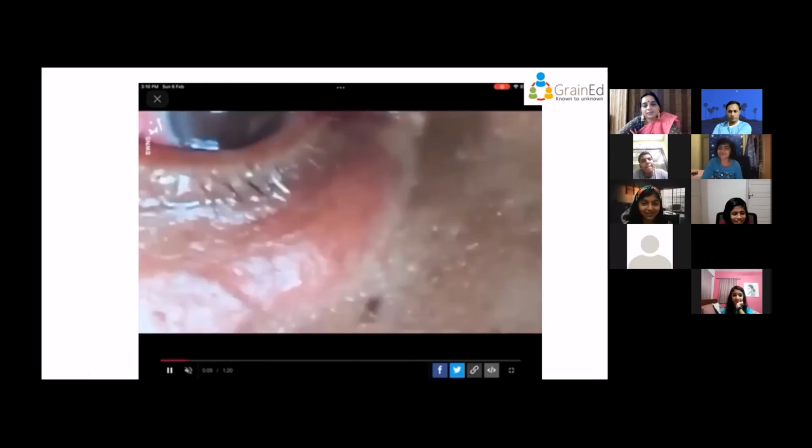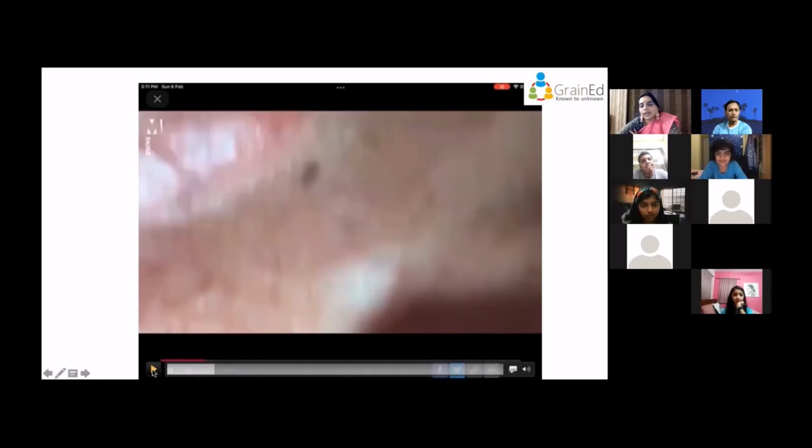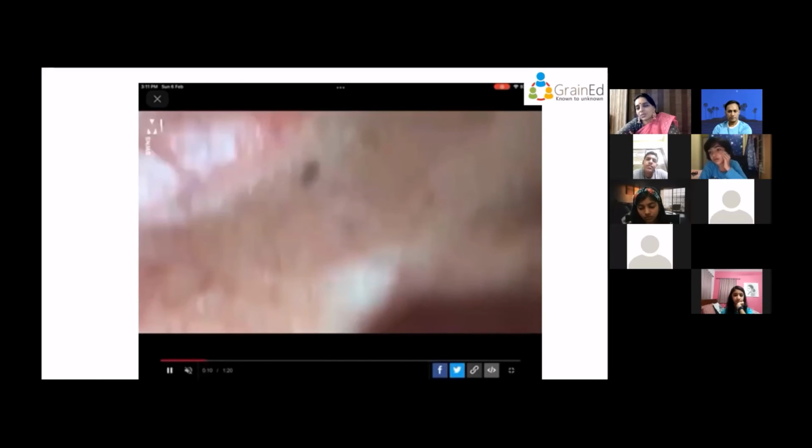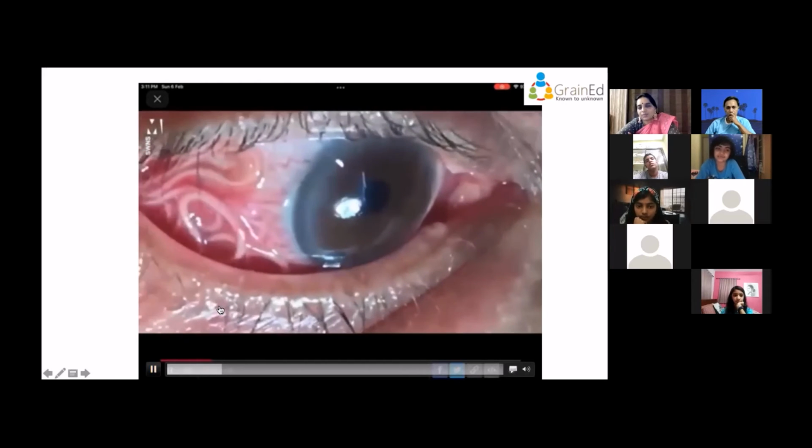So this person had come with a complaint of continuous watering, itching and irritation in his eyes. Watering, itching, irritation are common problems. We think there could be some allergy, some conjunctivitis, or some foreign body might have come in. You don't know, but then you look inside and you find something else.